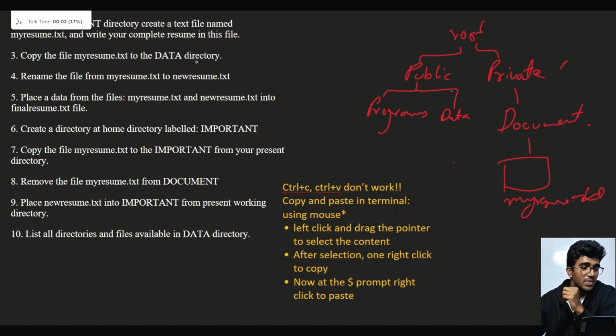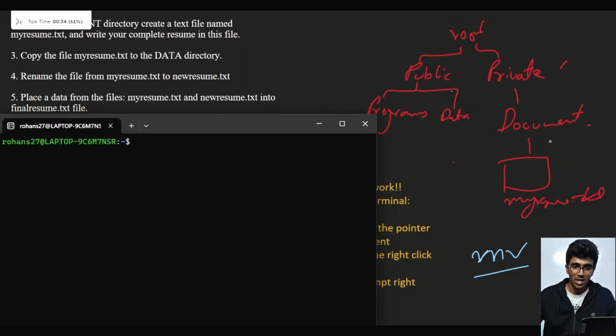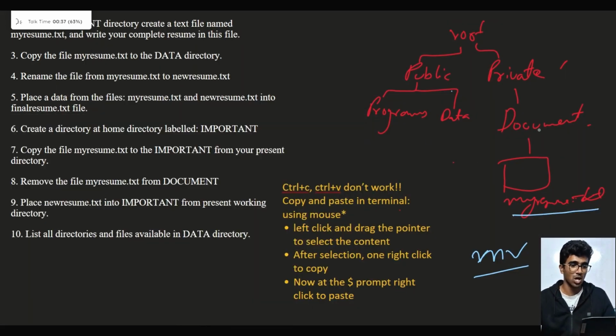In the fourth question, rename the file from myresume.txt to newresume.txt. Here we have to understand the command called mv. mv is short for move. The move command is used in two ways. One way is to rename a file, and the second way is to move a file from one place to another directory. To rename a file, first we know that myresume is present in document, and we have to rename it to newresume.txt.